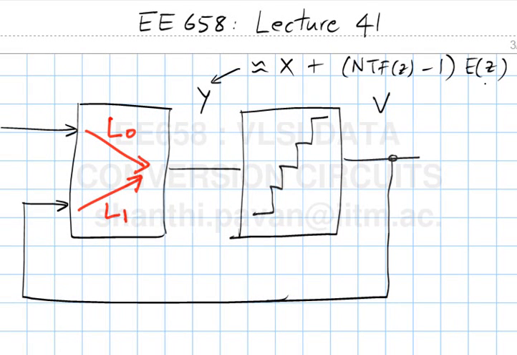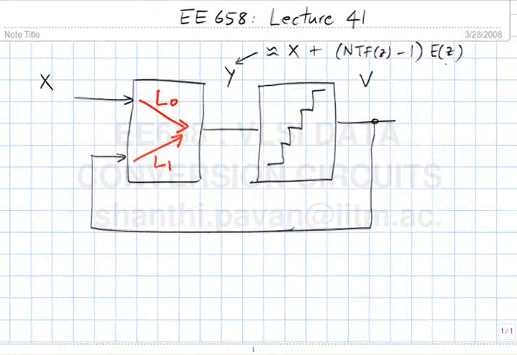This is assuming that X is a low frequency signal. When the input frequency is very, very low, we know that the signal transfer function is almost equal to 1, which means that the input to the quantizer must be approximately X. On top of it is riding quantization noise, which has been shaped by a filter with an impulse response NTF of Z minus 1.